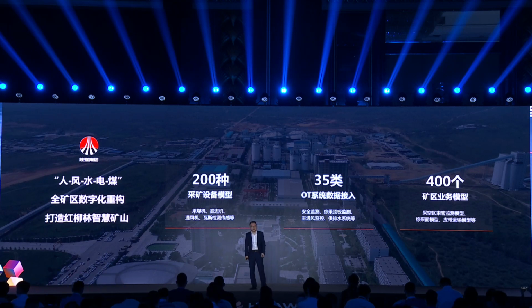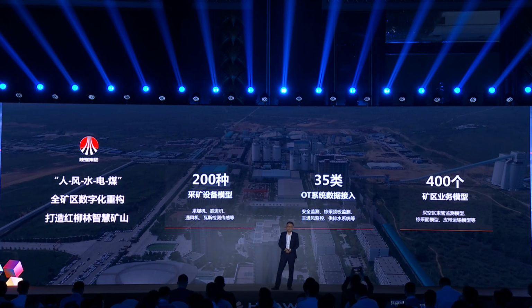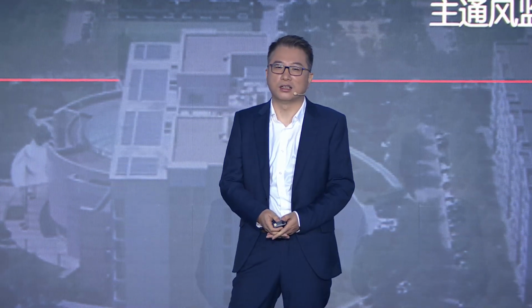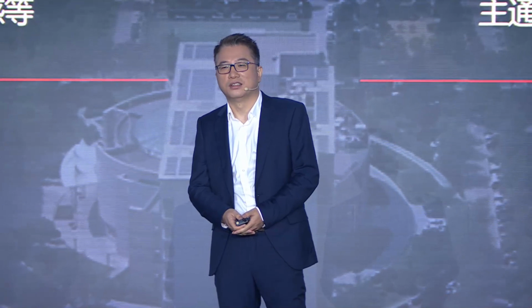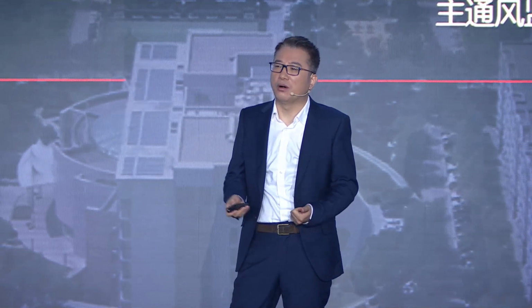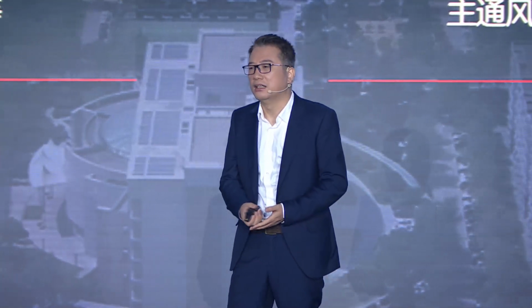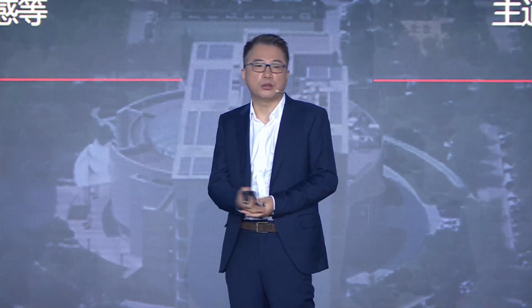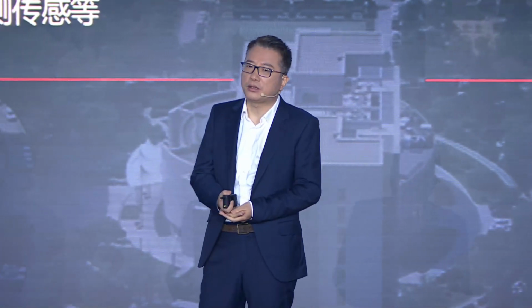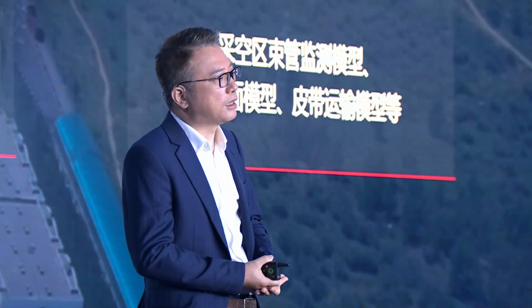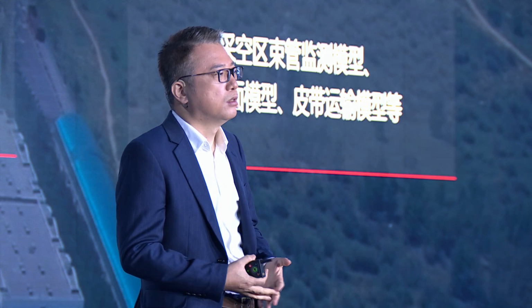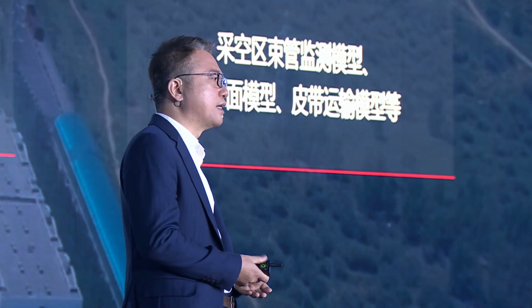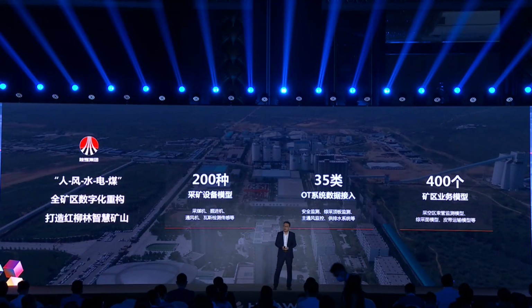Here is an example in the mining industry. Last night we discussed with the chief engineer of the Shanxi coal group. The coal mining production system is a complex industrial system. There are hundreds of kinds of equipment for mining and environmental monitoring in the mine, and there are over 30 OT systems underground. So mining operations cannot be fully sensed and managed in a refined manner.